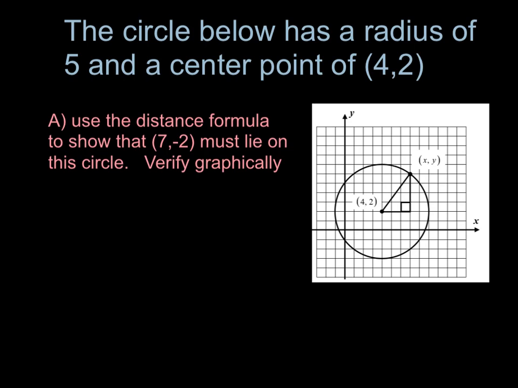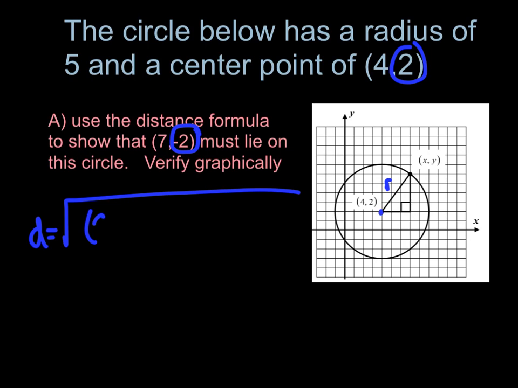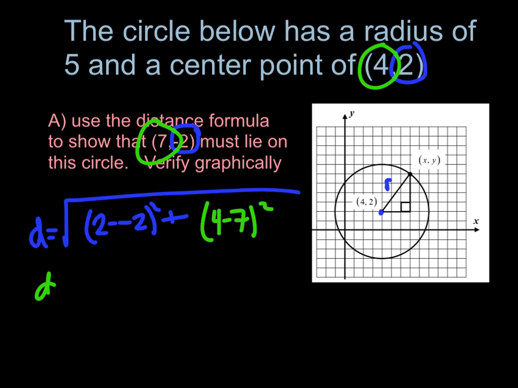The circle below has a radius of 5 and a center point of 4, 2. So they're basically telling us this distance here, this radius, is 5, and I know the center is 4, 2. Use the distance formula to show that 7, negative 2 must lie on the circle, and then verify graphically. Well, we should be pretty familiar with that distance formula. We've used it in class several times already. Remember, it's just the changes in y squared plus the changes in x squared. So here's a y and here's a y. So I'm going to say that's 2 minus negative 2 squared plus, now I'll do my x's, 4 minus 7 squared. Just clean that up.